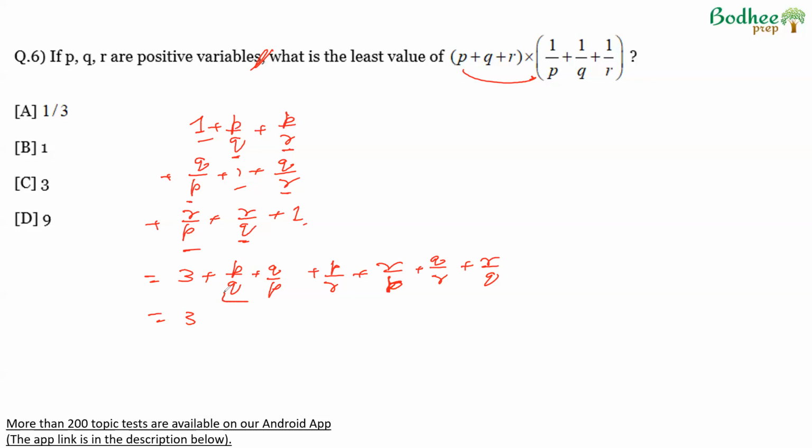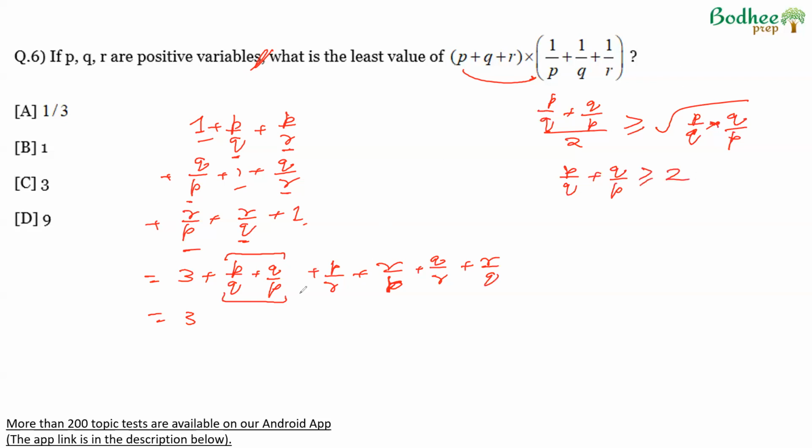Now, since these two are reciprocals of each other, we can say that the arithmetic mean, (P/Q + Q/P)/2, will be greater than or equal to the root of P/Q into Q/P. Q and P both get cancelled. And therefore, P/Q plus Q/P has to be greater than or equal to 2. So the minimum value that this will take is 2. So we can say this sum will be greater than or equal to 3 plus 2. Similarly, the minimum value this will take is 2. Similarly, the minimum value that this will take is 2. And therefore, the sum has to be greater than or equal to 3 plus 2 plus 2 plus 2, which is 9.